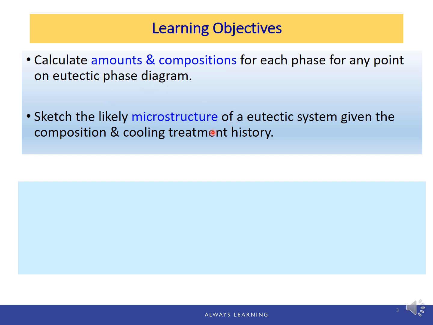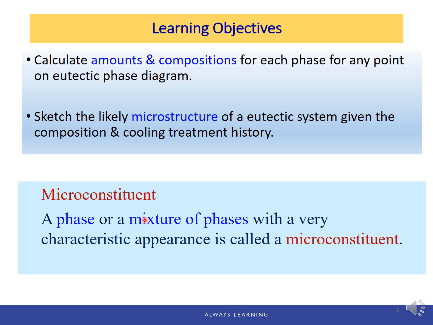Sometimes we use a term microconstituent to describe the microstructures of a given eutectic system at a given composition. So microconstituent is a phase or a mixture of phases, if we have more than one phase, with a very characteristic appearance. So it can be one phase or a mixture of phases. It's the current appearance of the microstructure. We call it the microconstituent.